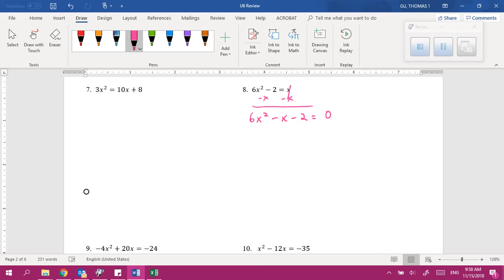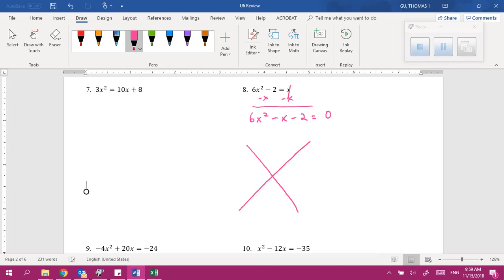Okay, then what's the next thing you always want to check for after you set it equal to 0? The greatest common factor. And is there a greatest common factor between these three terms? No, there's not. So because there's no greatest common factor, you go straight to the x box, okay?